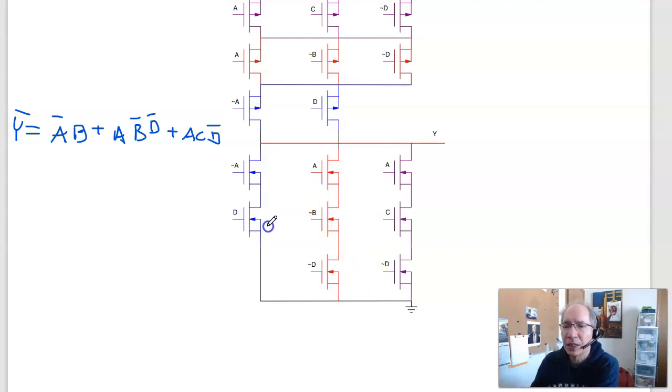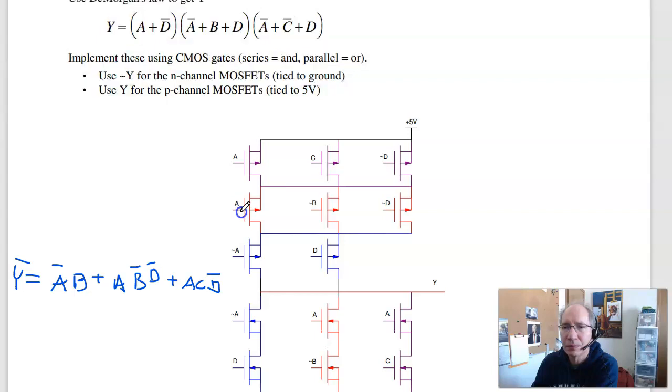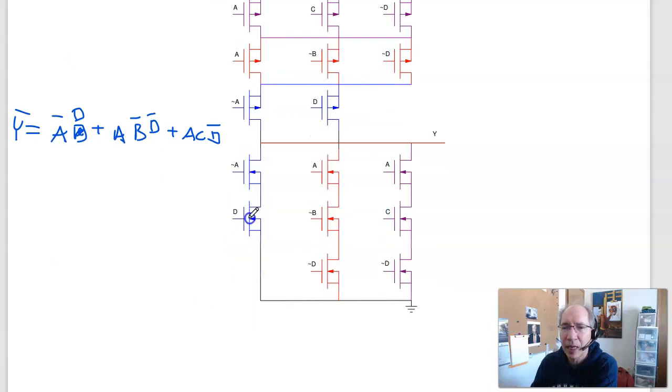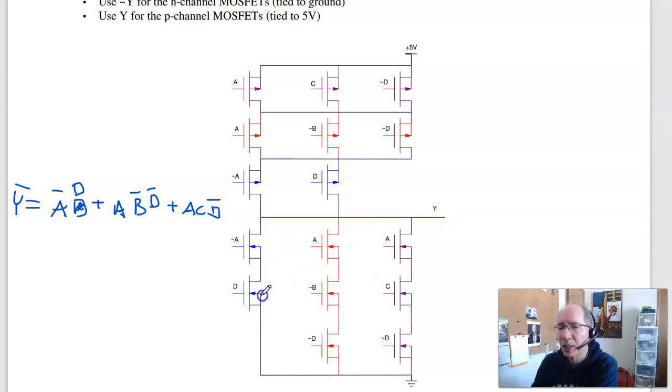In MOSFET logic, series is AND, parallel is OR. So that's A bar D, or the second term, A, B bar, D bar, or A, C, D bar. That's the low side. High side is De Morgan's law. Series becomes parallel, parallel becomes series. So this one is A bar D in parallel. The second one is A, B bar, D bar in parallel. Third one is A, C, D bar in parallel. All these are put in series.